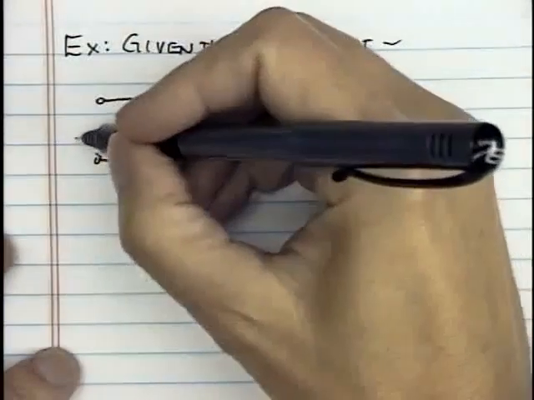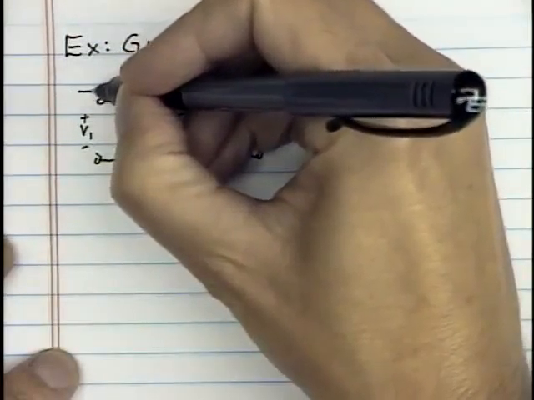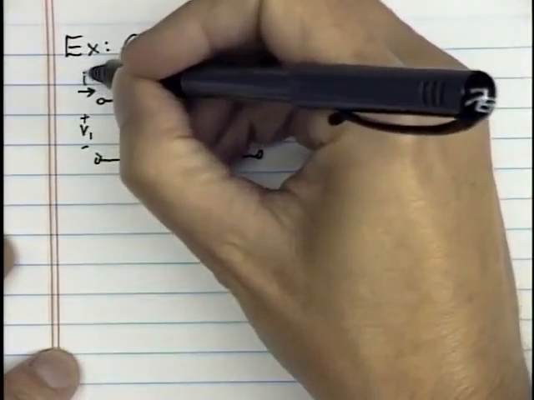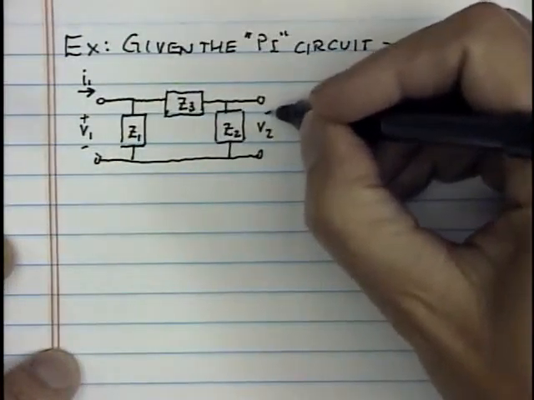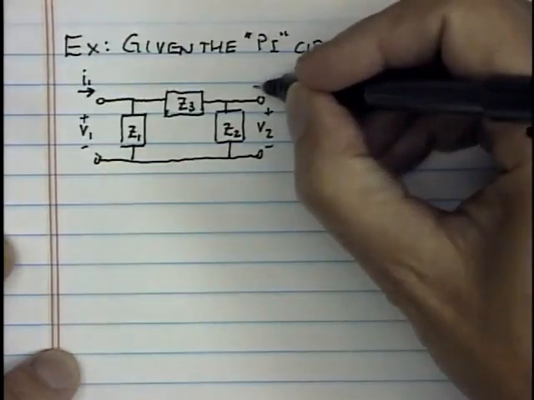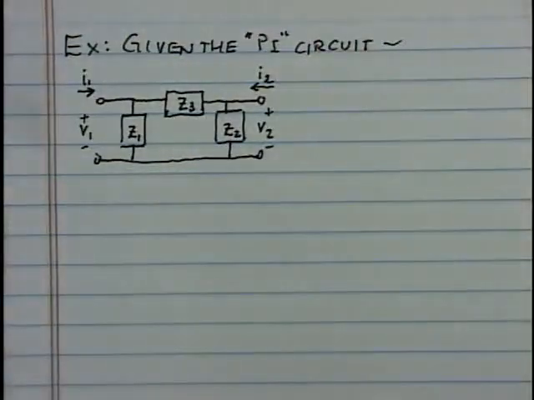And to treat this as a two-port, we define voltages and currents at the two ports. I'll call the port on the left-hand side port 1 and port on the right-hand side port 2, so that I have voltages and currents at the two ports defined in the usual way for the passive sign convention applied to this particular two-port circuit.